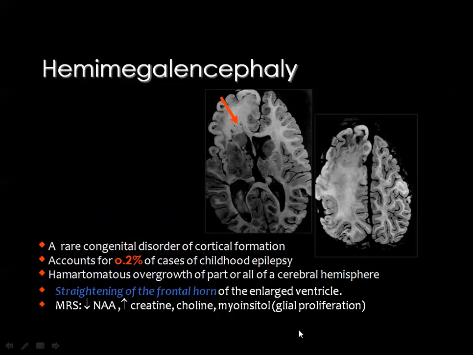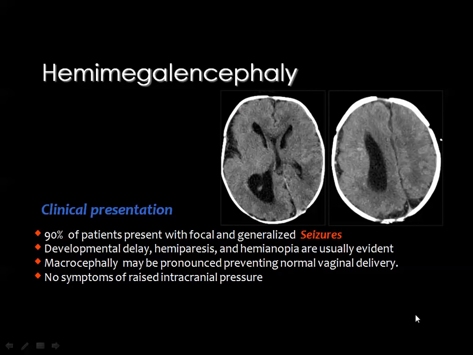Then straightening of the frontal horn is one of the signs that can help you to diagnose this pathology. And this is hemimegalencephaly by CT affecting the right cerebral hemisphere. The right lateral ventricle is large and the frontal horn of the ventricle is straightened. There are thickening and broadening of the gyri, and you can also see few cortical sulci on the surface of the cerebral hemisphere.